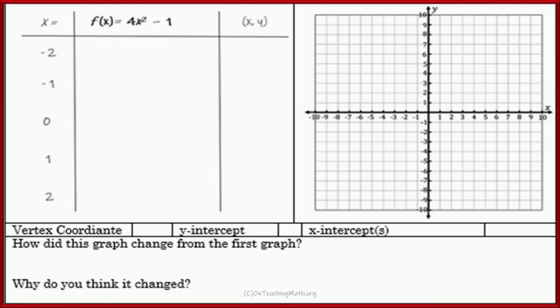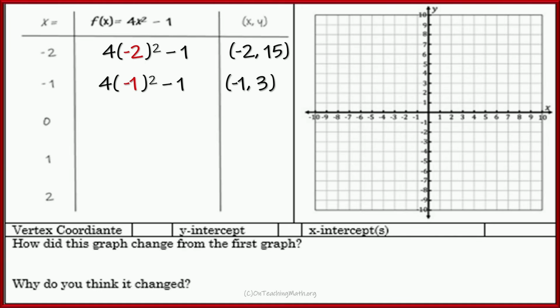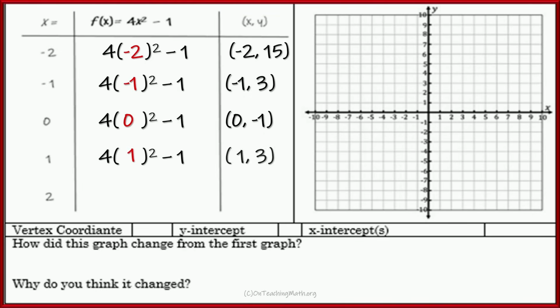All right. So now, our equation is 4x squared minus 1. Just like before, put parentheses. Plug it in. Do the math. We're going to go ahead and do that for all of them, right? Negative 1, put in a 0. So you square first, and then you multiply by 4, and then you subtract. Just like that, putting all those values on our coordinate plane.